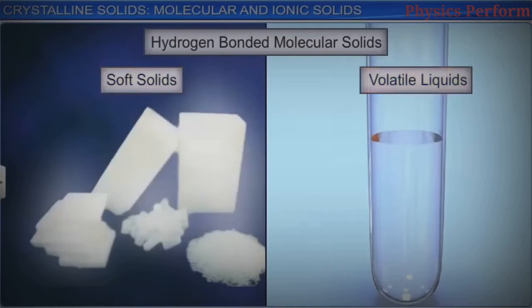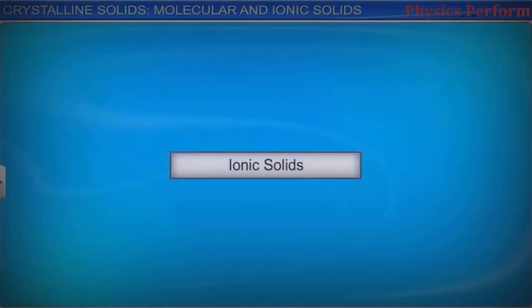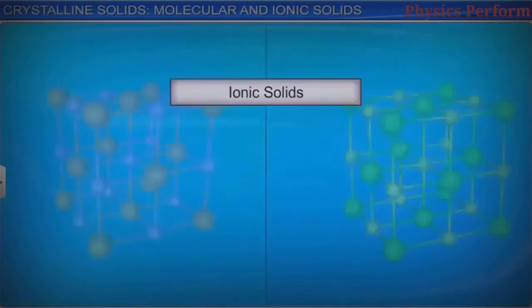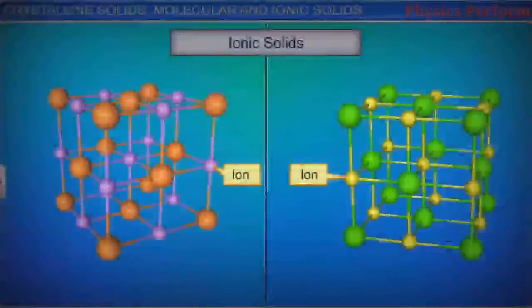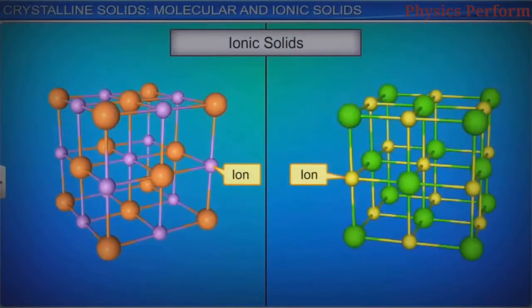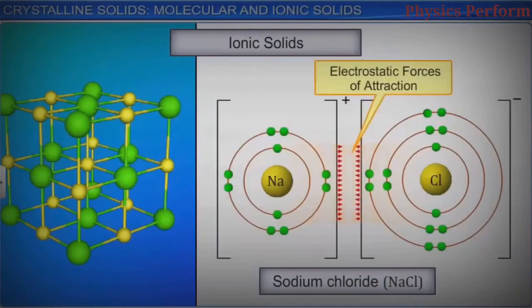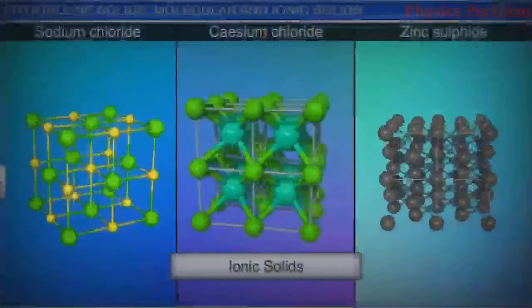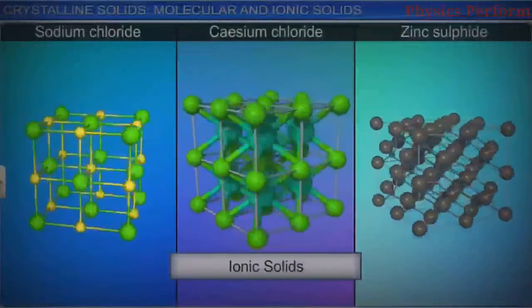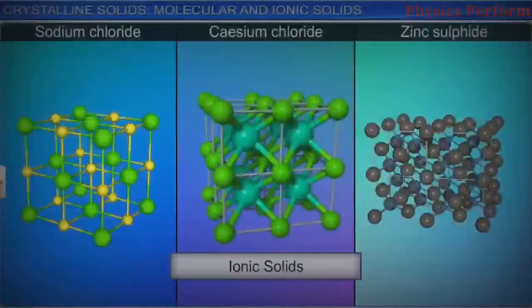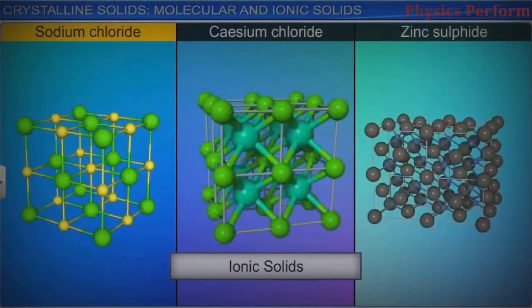The other type of crystalline solids is ionic solids. These solids have ions as their constituent particles. The Coulombic or electrostatic forces of attraction hold the ions, cations and anions, together in the crystal. These cations and anions arrange regularly in three-dimensional space to form ionic solids such as sodium chloride, cesium chloride, and zinc sulfide.